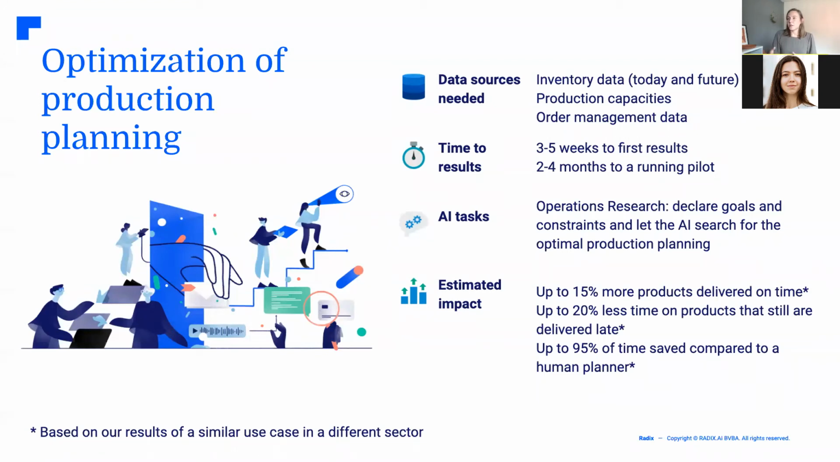We build a solution, or we feed this data and the outcome that we want to achieve, so when the product needs to be finished, and based on that, the algorithm will decide what is the best planning, when which product needs to be developed. And such a solution could be up to 95% faster than a human planner. So again, based on a similar use case that we've done in a different sector. So the planning could be a lot faster, but also a lot more accurate.